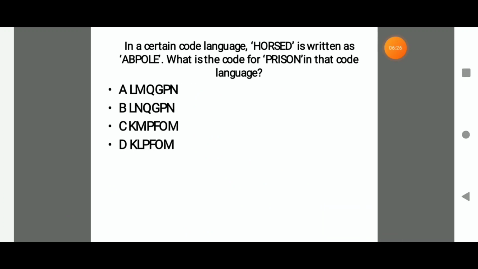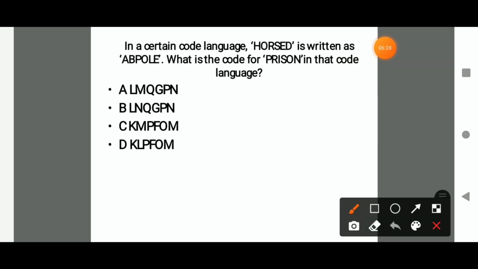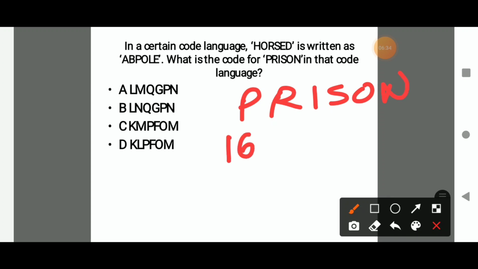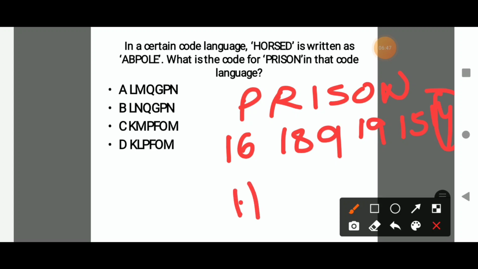Prison. Prison code is P is 16, R is 18, I is 9, S is 19, O is 15, N is 14. So 14 minus 3 is 11. 11 is K. And 15 minus 3 is 12. KL. So option D will be the correct answer.